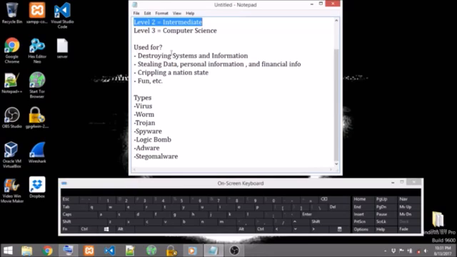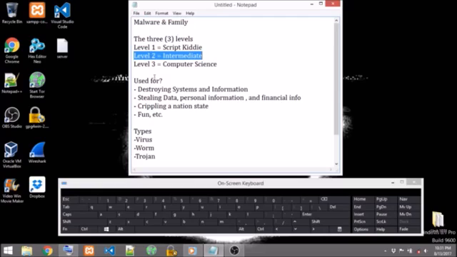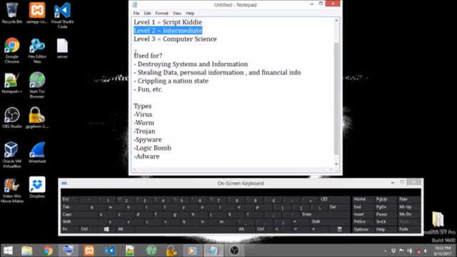What are malware and viruses and such used for? There are multiple different reasons that people launch cyber attacks. Like I said, from the script kiddie level, you can do it just for fun or just to see if you can, which is honestly what 90% of hackers usually do it for, just because they can, and for stealing data, personal information, and financial information.